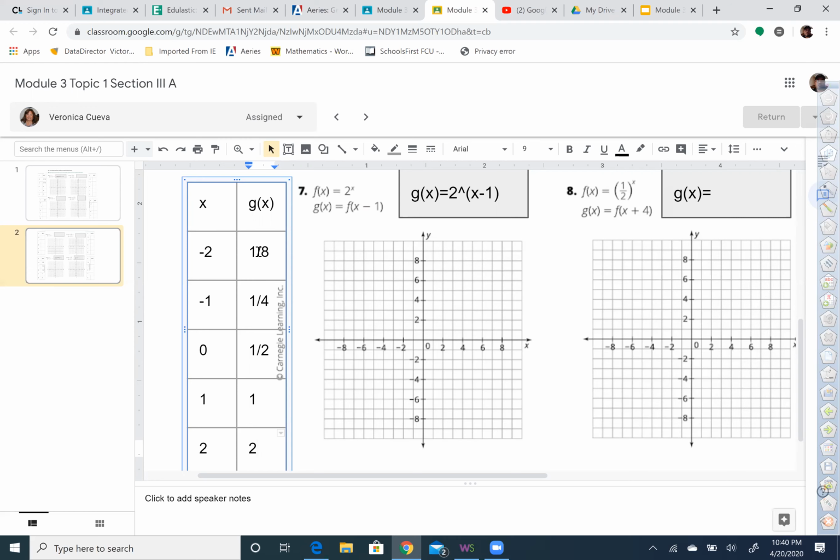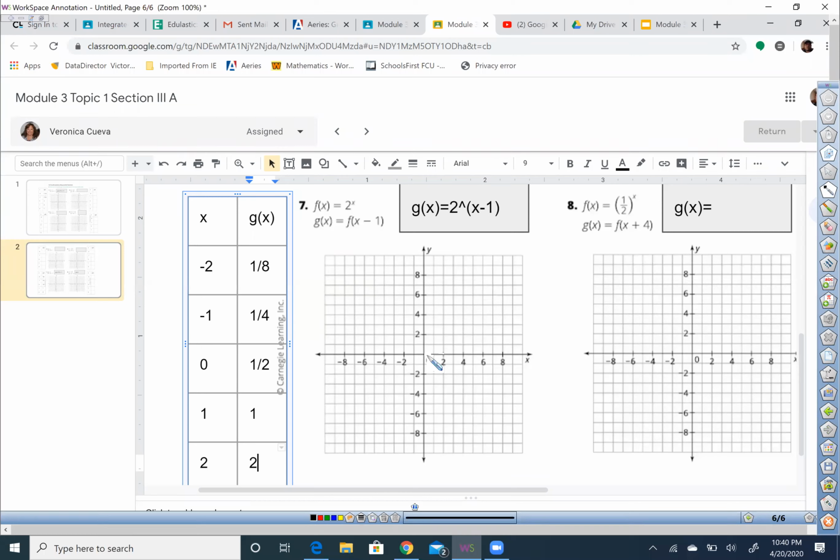Okay, and let's go ahead and plug those in. So we have -2 to the 1/8. Now somebody was asking me, how do you guesstimate where that is? Well, you just try. Very, very close to there. Then 1/4, a little bit higher. And then 0 is 1/2, right about there. And then 1 and 1, right about there. And then you've got 2 and 2, right about there. Okay, and let's see, it looks like we're multiplying by 2.